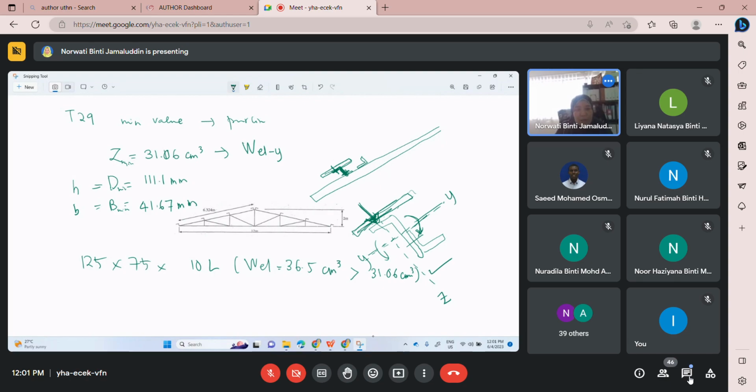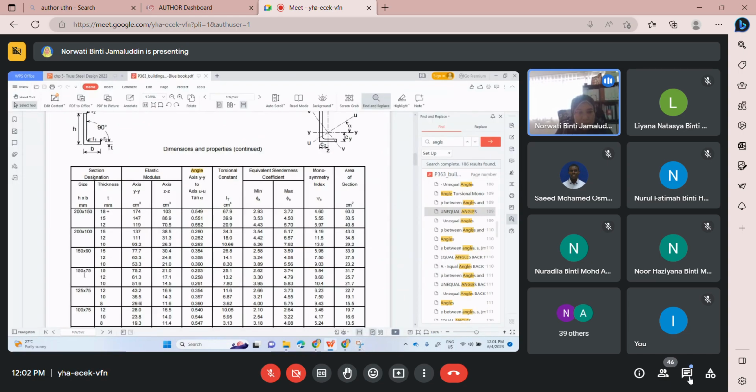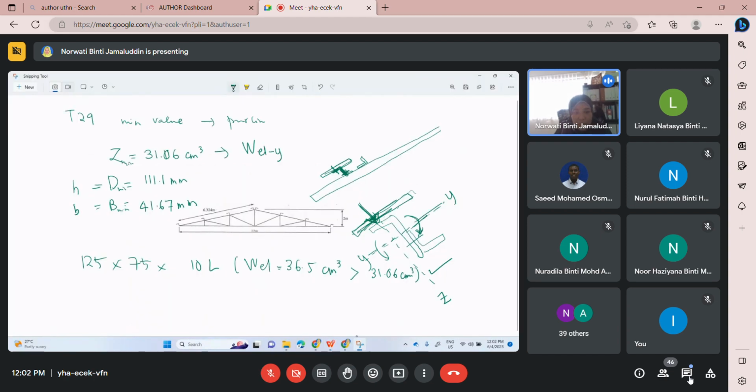But for H, we have 125 times 75. It means H times B. So the H value is represented by 125, and 75 represents the B. Now for H, the minimum we need is 111, but here it is 125. Let's say this is our initial proposed size for an angle.